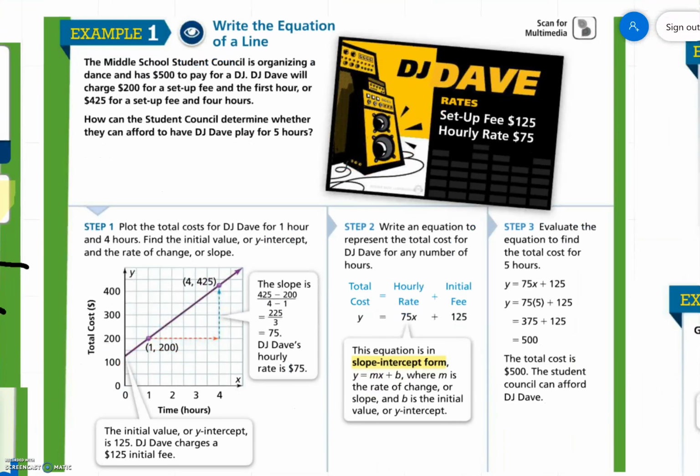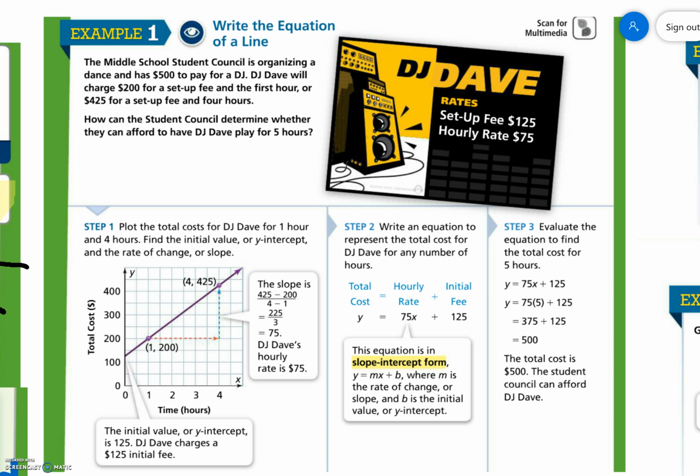Example 1. Write the equation of a line. The middle school student council is organizing a dance and has $500 to pay a DJ. DJ Dave will charge $200 for a setup fee and the first hour, or $425 for a setup fee and 4 hours. How can the student council determine whether they can afford to have DJ Dave play for 5 hours?